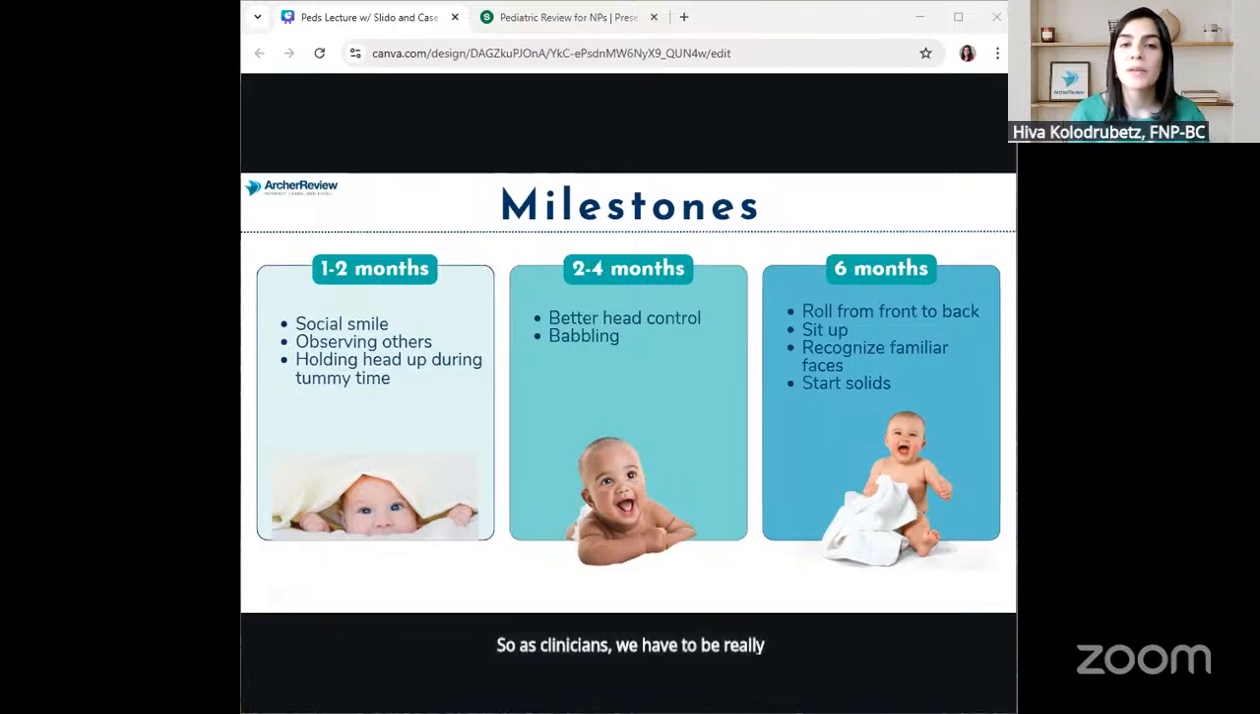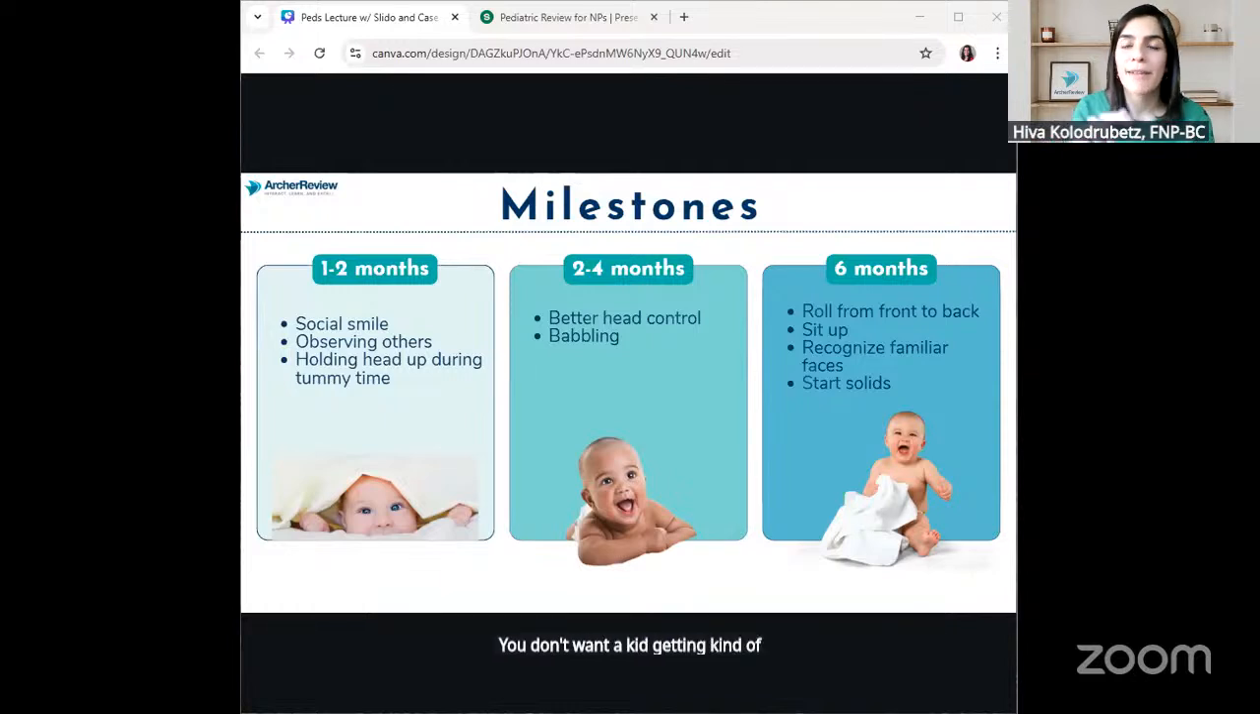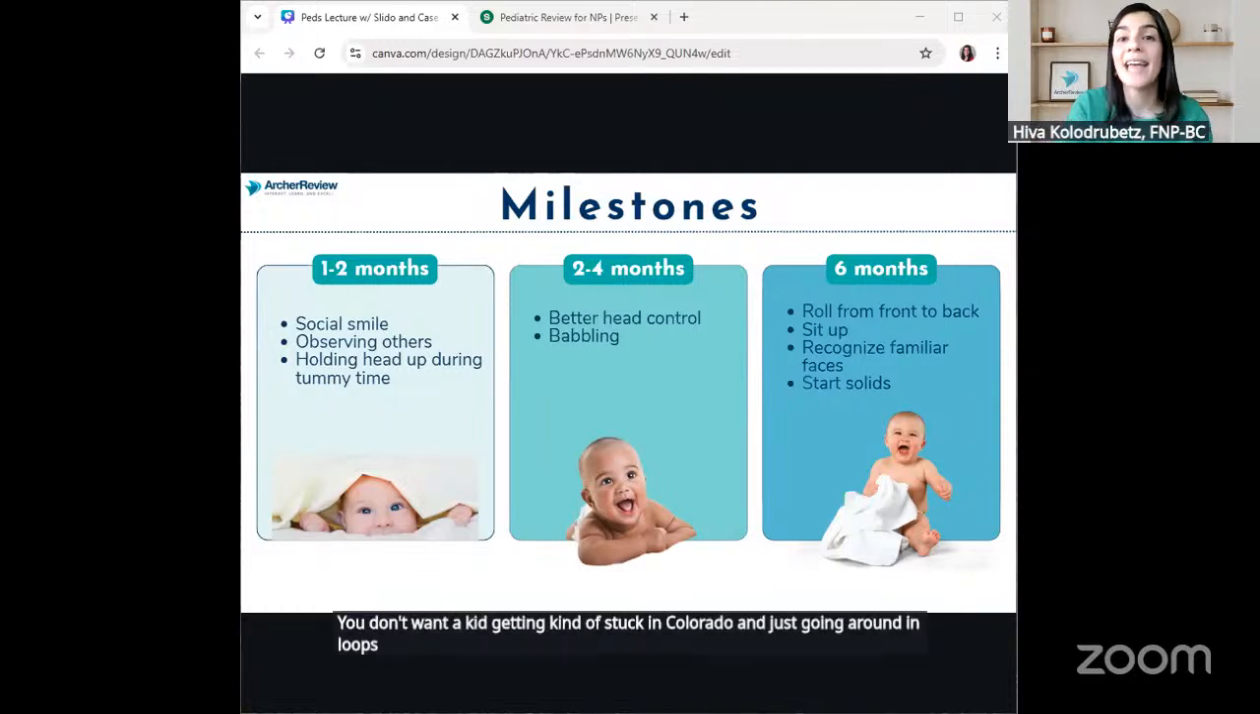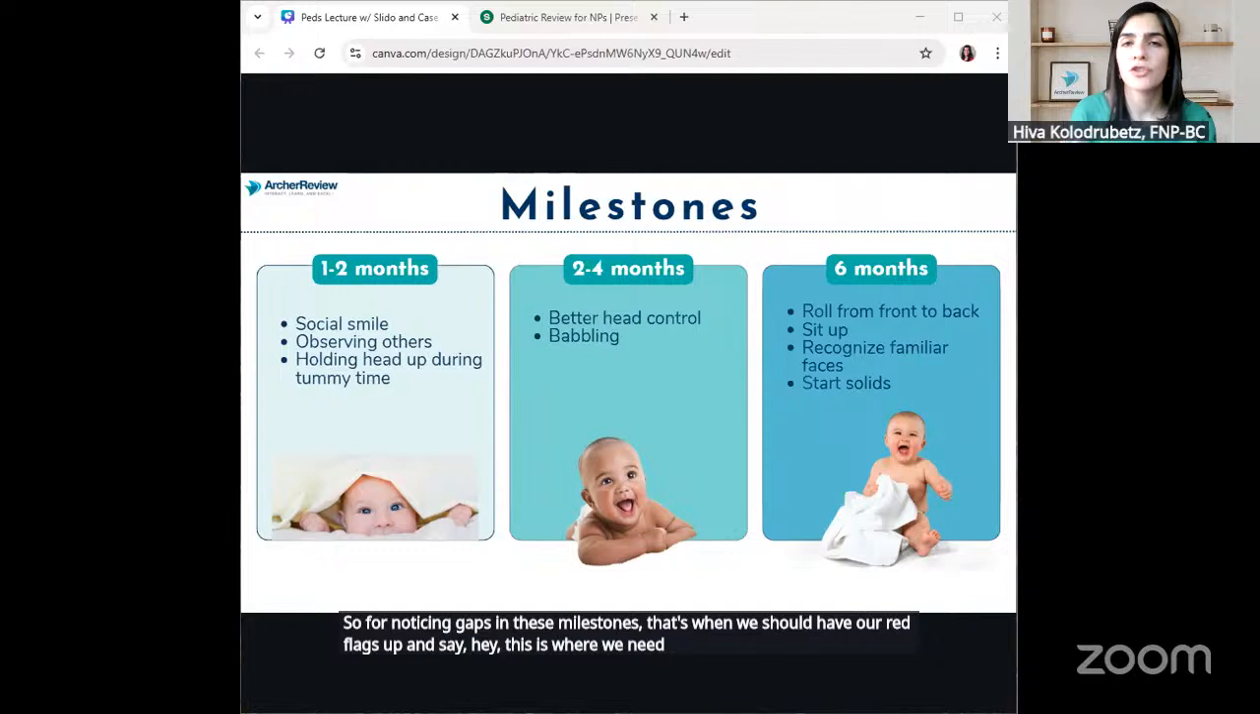We have to do a really good job of looking at the big picture and looking at what milestones we're missing and helping identify gaps. Because with that same concept of that road trip across the country from California to Boston, you don't want a kid getting stuck in Colorado and just going around in loops, right? You want to get them eventually to their destination. So if we're noticing gaps in these milestones, that's when we should have our red flags up and say, hey, this is where we need to intervene and help this child along.